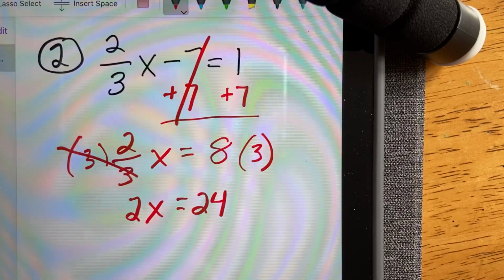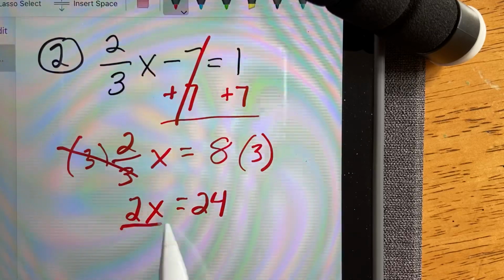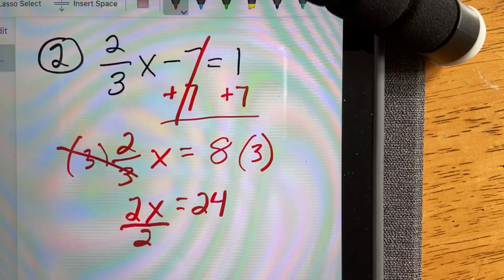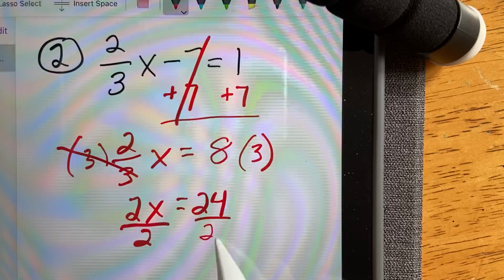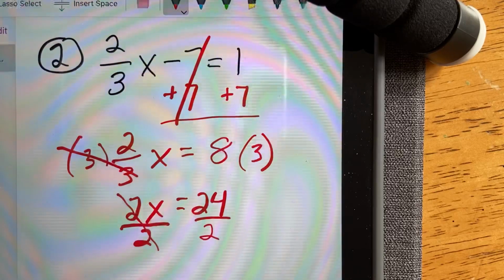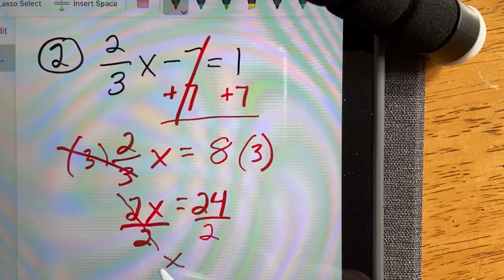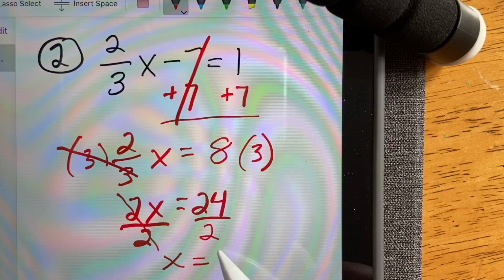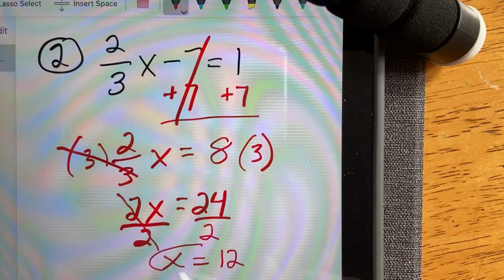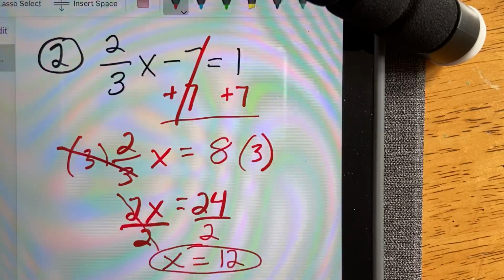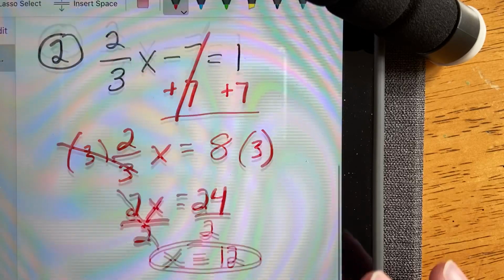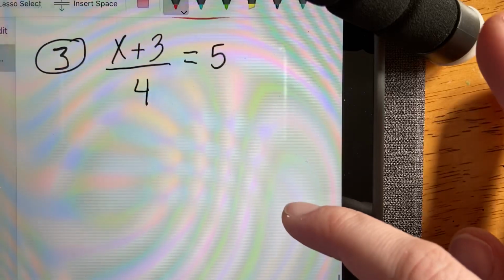Then the last step would be to divide both sides by 2, because this is 2 times x. The opposite of multiplying is dividing. Divide both sides by 2 so that those 2's cancel. So that makes this x equals 12. 24 divided by 2 is 12. Looks good. Okay, this is the last problem I have on here today.